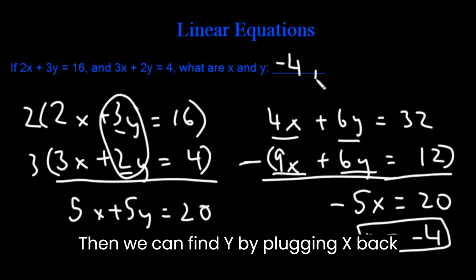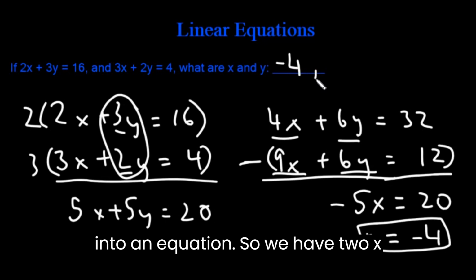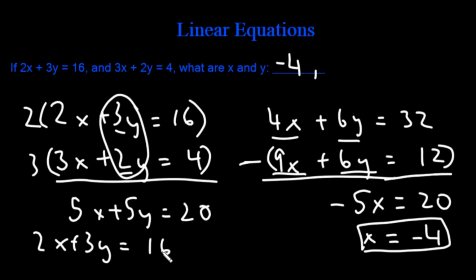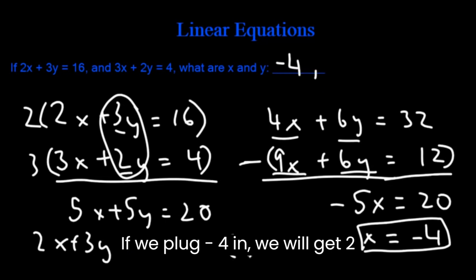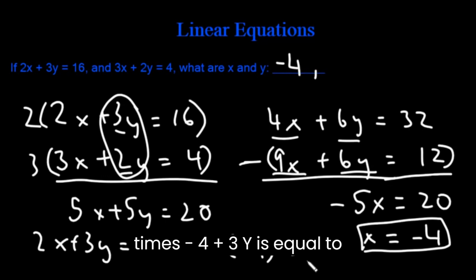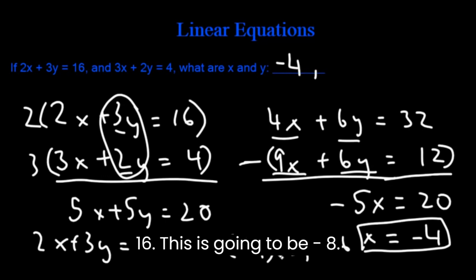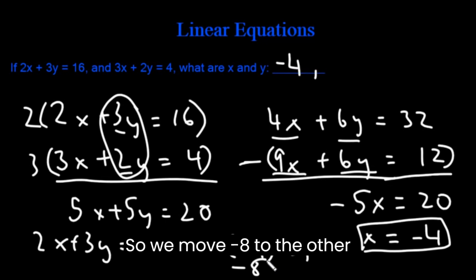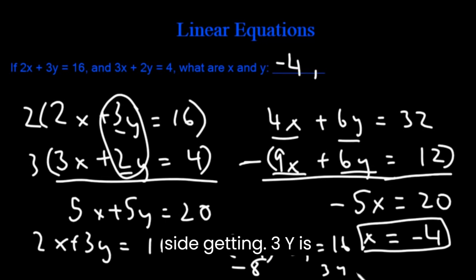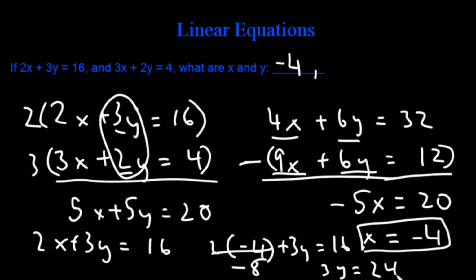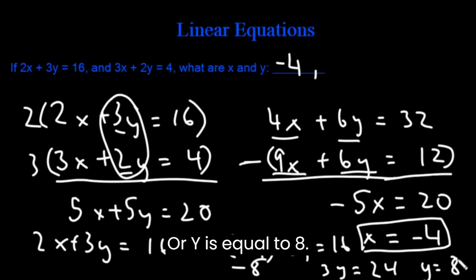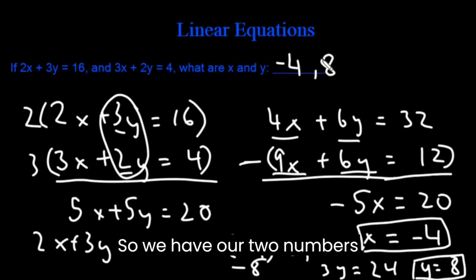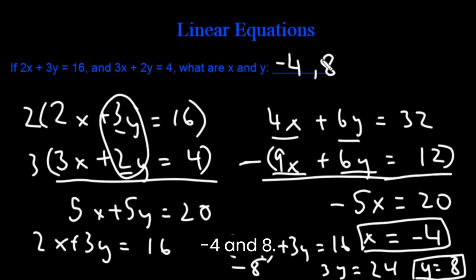Then we can find y by plugging x back into an equation. So we have 2x plus 3y is equal to 16. If we plug negative 4 in, we'll get 2 times negative 4 plus 3y is equal to 16. This is going to be negative 8. So we move negative 8 to the other side, getting 3y is equal to 24, or y is equal to 8. So we have our two numbers, negative 4 and 8.